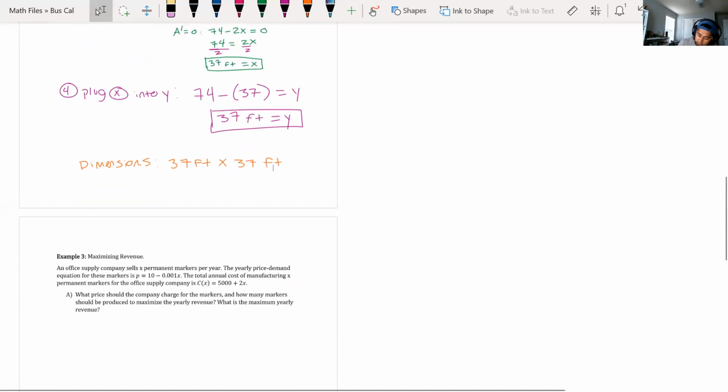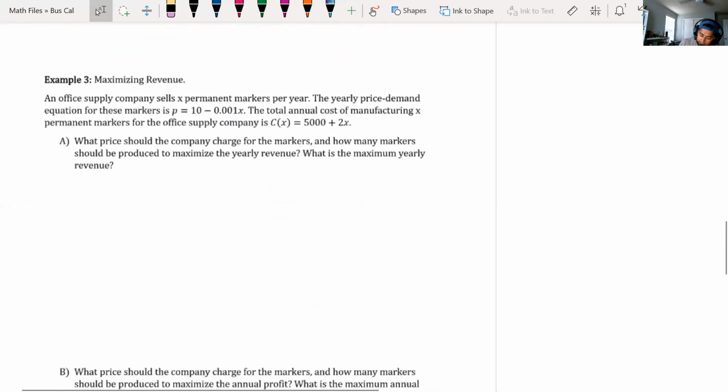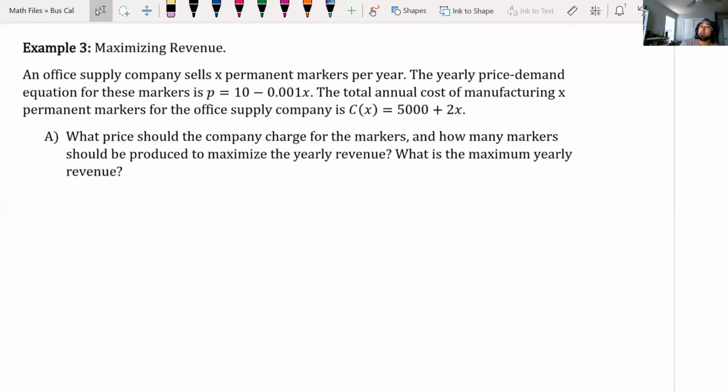Now we get into an actual word problem. So 3, an office supply company sells X permanent markers per year. The yearly price demand equation for these markers is P equals 10 minus 0.001X. The total annual cost of manufacturing X permanent markers for the supply company is given by C of X equals 5,000 plus 2X. A, what price should the company charge for the markers, and how many markers should be produced to maximize the yearly revenue? And what is the maximum yearly revenue?